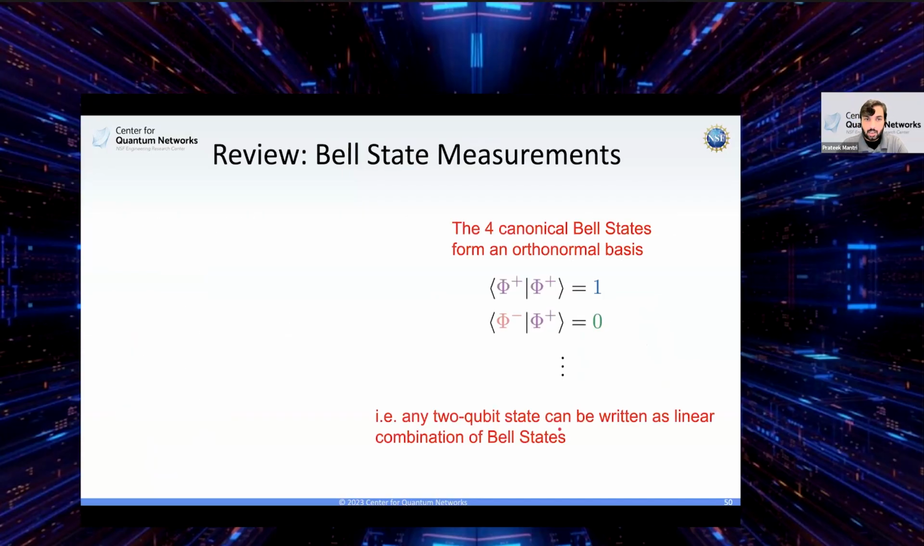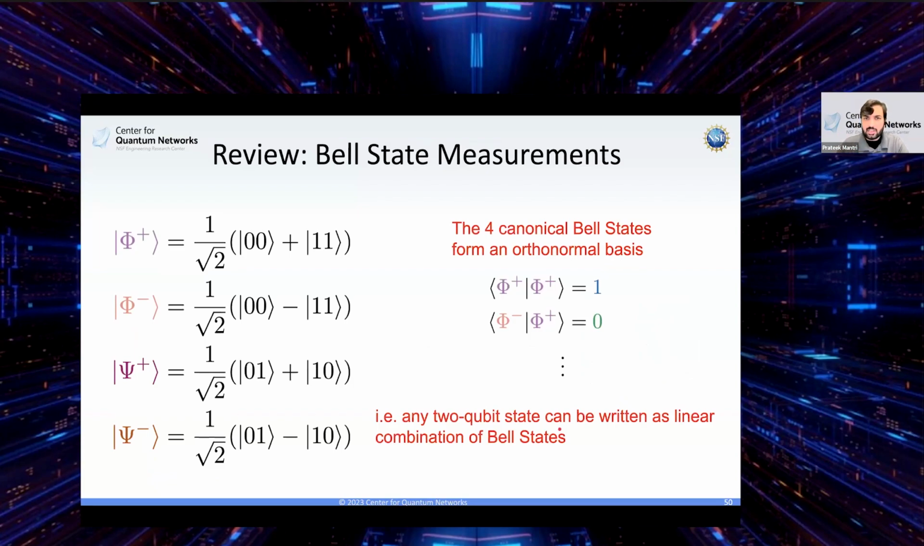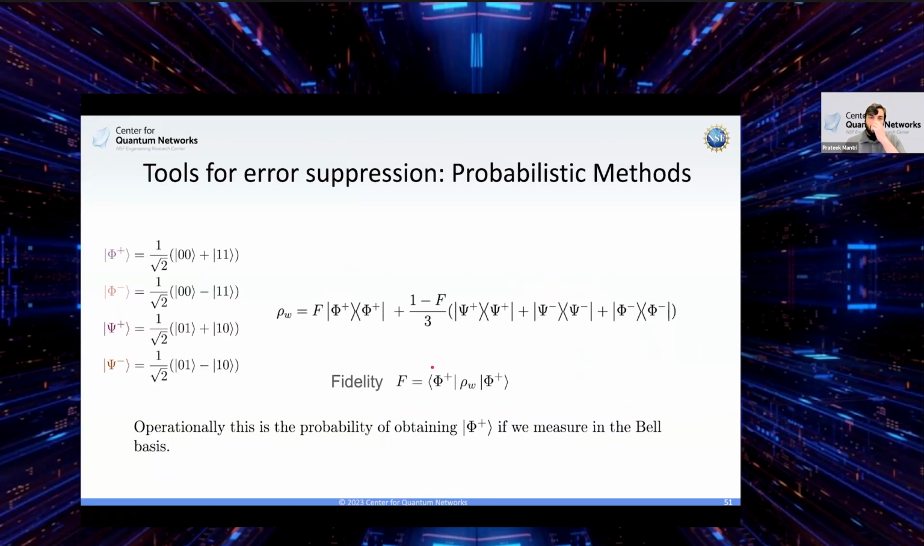All right. We saw these Bell state measurements, again, these four canonical Bell states, and they also form an orthonormal basis. When we were talking about tools for error suppression, we talked about the near deterministic methods using error correction, and we also saw a repetition code. And now let's look into the probabilistic methods and how they differ from the near deterministic methods.